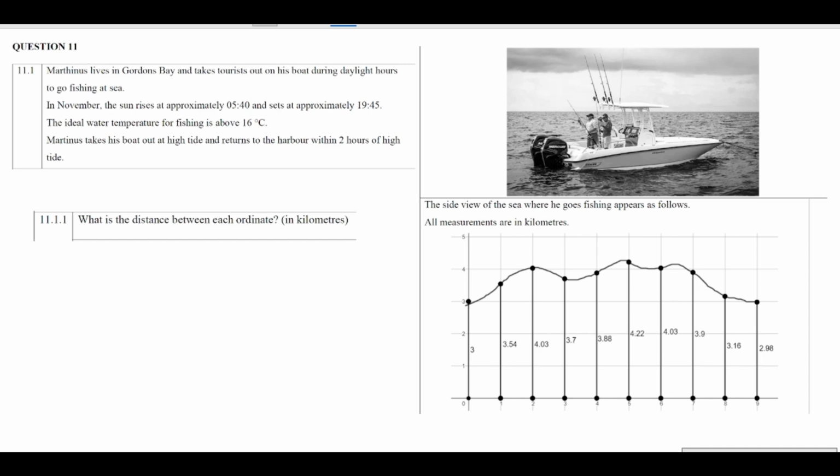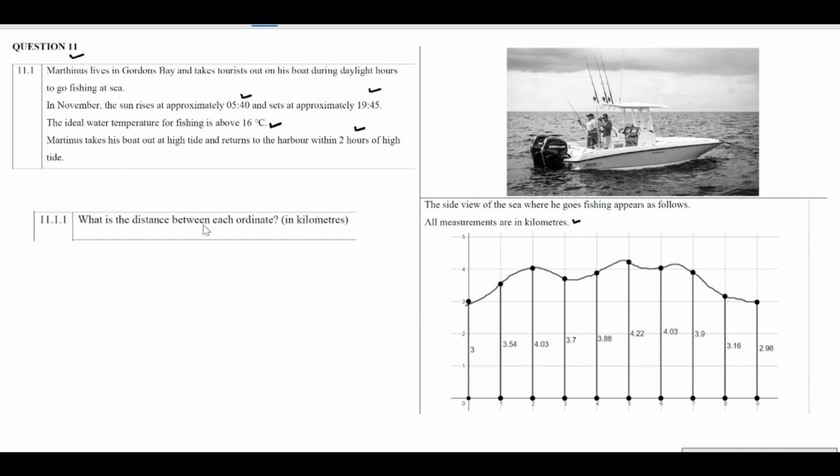They say Martinez lives in Gordon's Bay. In November, the sun rises at this time and sets at that time. The ideal temperature is 16 degrees. Martinez takes his boat out within 2 hours of the tide. The side view of the sea where he goes fishing appears as follows. All measures are in kilometers.